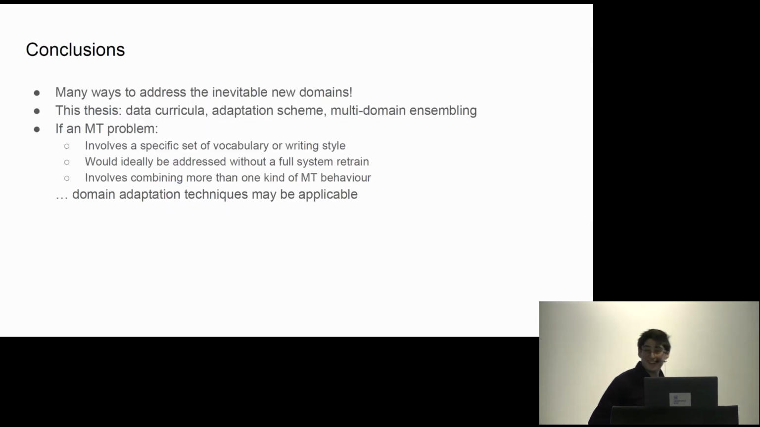So, there will always be new domains for MT. There are a lot of ways to address those. In this thesis, I talk about just a few of them: data, curricula, adaptation schemes, ways to combine at inference time. But maybe more importantly, I hope I've said that if there's a problem that has this kind of vocabulary-related issue that maybe could benefit from two different kinds or more of MT behavior, you might want to try domain adaptation techniques, even if you wouldn't normally think of that problem as a domain adaptation problem.